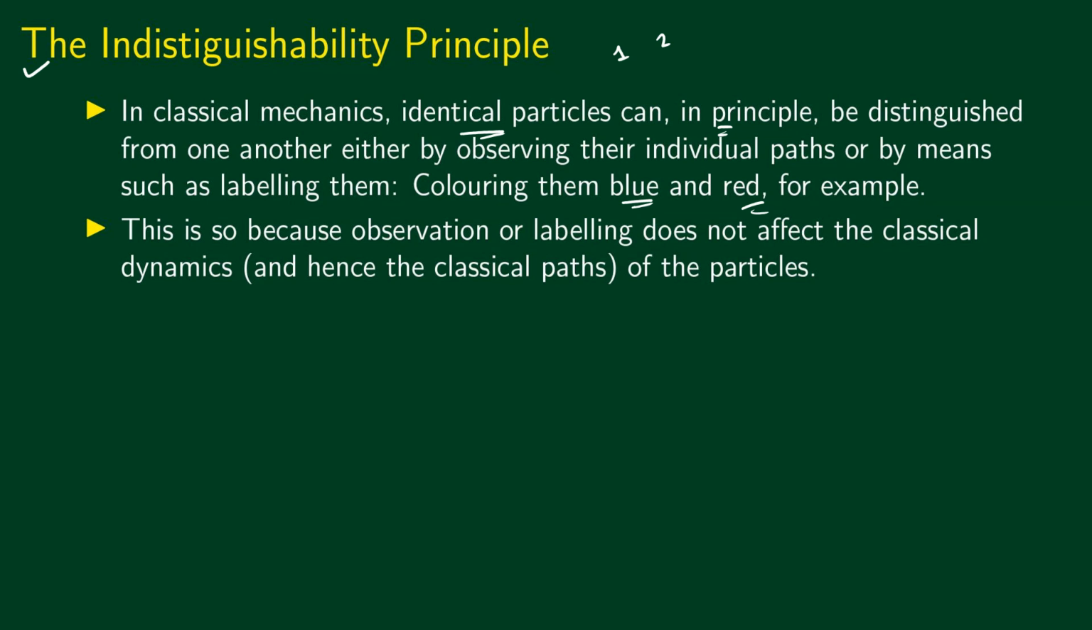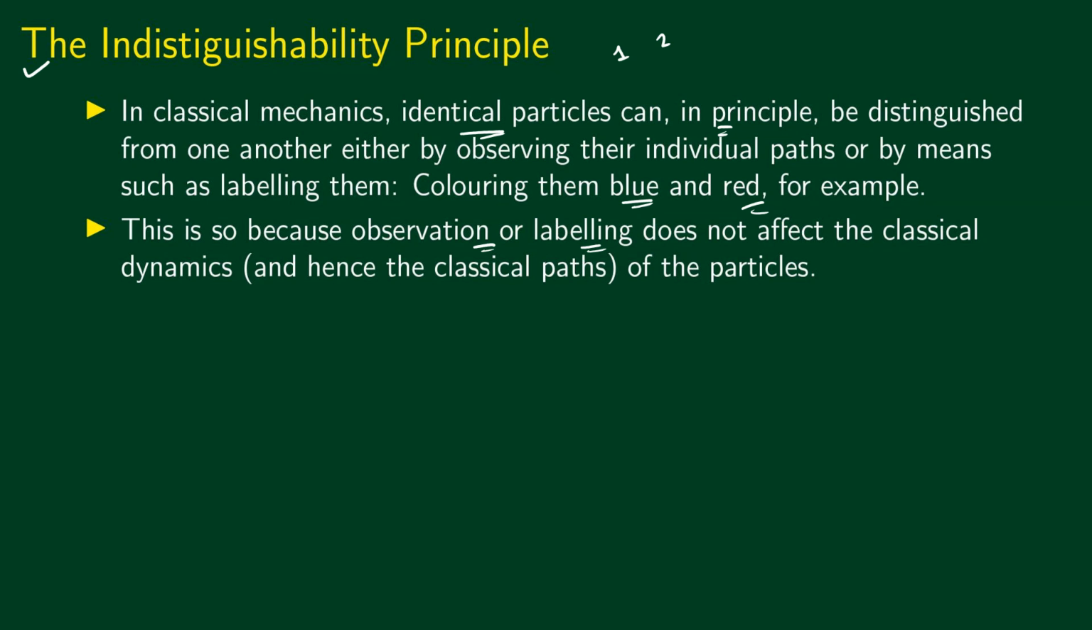All these things can be done because in classical mechanics, at least in principle again, observation or labeling does not affect the classical dynamics of the particles. So an act of observation does not change the time evolution of a particle in classical mechanics. It does not change the path of a classical particle. So in classical mechanics, the assumption is that we can make an observation on the system without disturbing it.